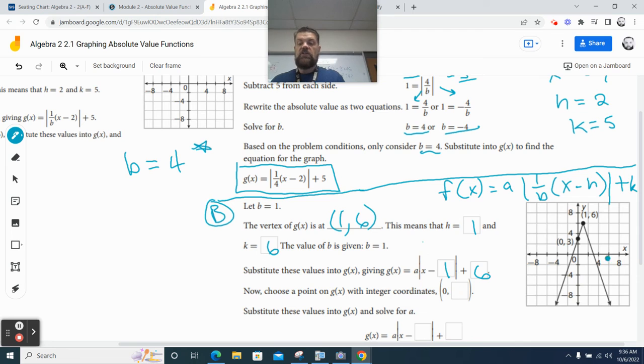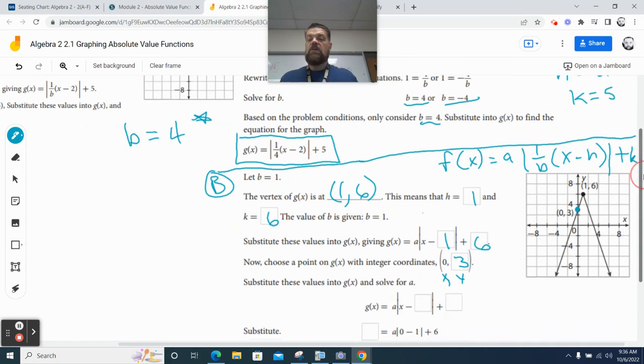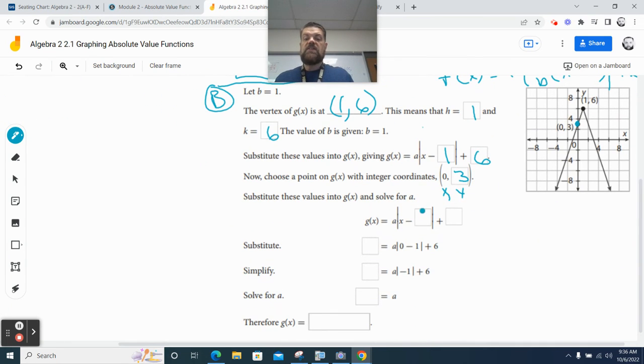So what they're saying is look at the graph. When x equals 0, what does y equal? 3, right? So this is my x and this is my y value, right? So I need all those values like I did before. So then this is still 1 plus 6. But now remember that y is the same as g of x. So I'm going to plug in 0 for x. And this is my y value, which is now 3.